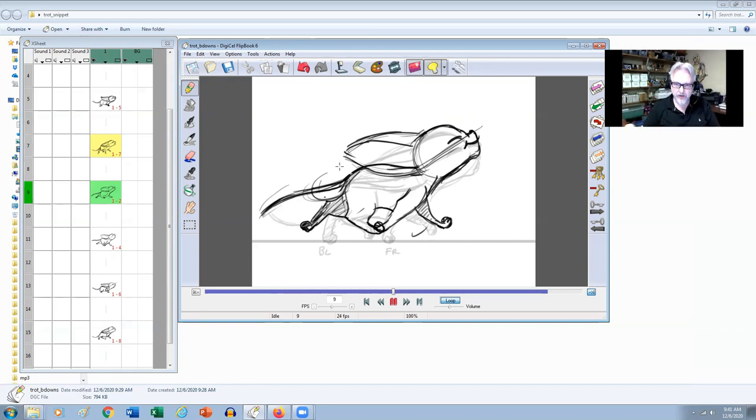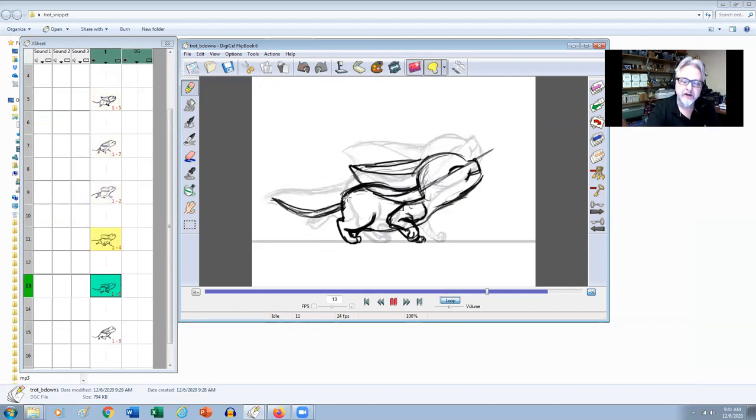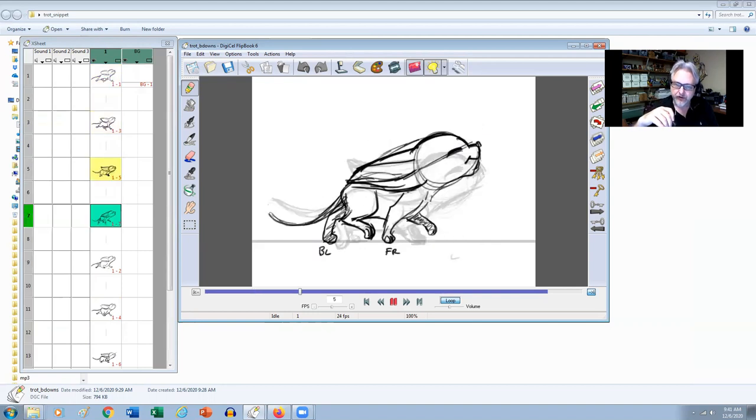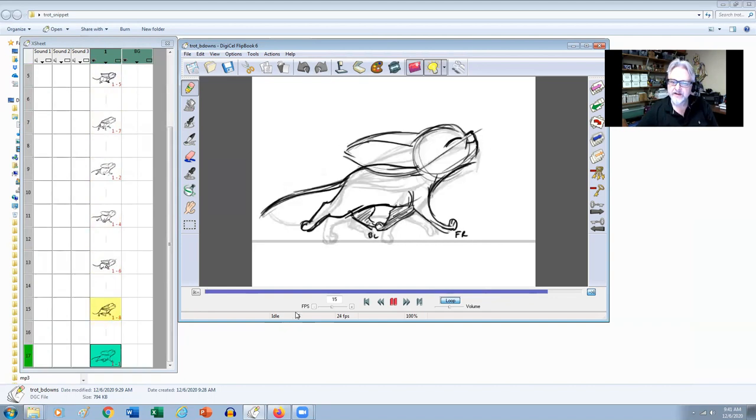So whenever I'm doing a tail, I'll always leave that to the very end because it's sort of a secondary thing to the hind legs. So to the hind area of the character. Right, so I want to get the timing on that right first and the highs and lows right first, and then I'll start to overlap the tail. Okay, and the same thing with the ears.